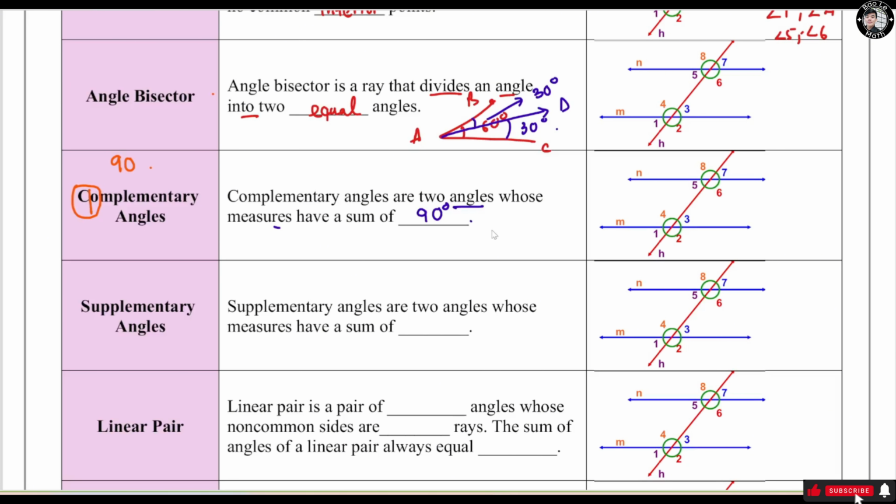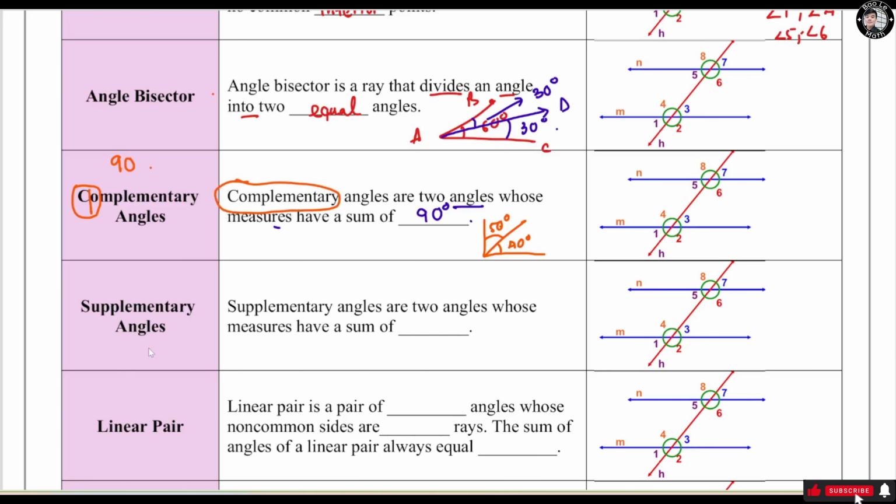So, suppose I have the angle 1 right here and angle 2 right here. This guy is 40 degrees. This guy is 50 degrees. If I add this guy up, it's going to be 90 degrees, right? So it's called complementary angles, right?